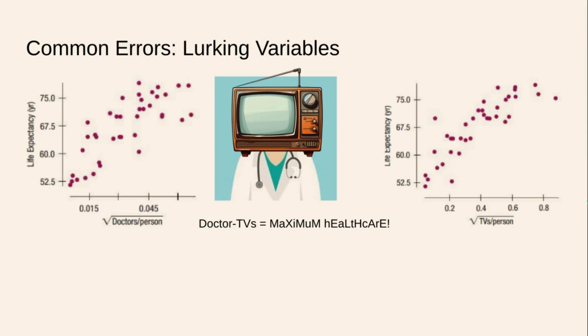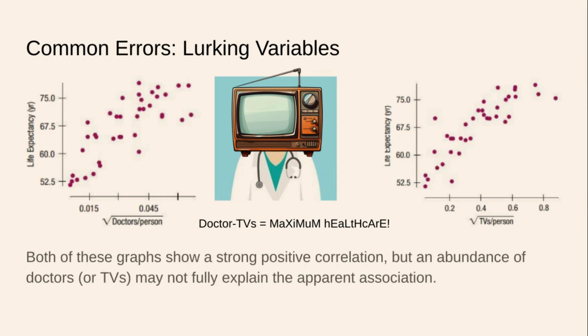Here's an example of how a lurking variable could manifest in some research on life expectancy. Both of these graphs show a strong positive correlation between the number of doctors per person. Well, technically it's the square root of the number of doctors per person. This is a legal data manipulation. We'll learn more about why it's okay to square root one of your variables in Chapter 9. But a legal data manipulation here, doctors per person is related to life expectancy. And there does appear to be a linear relationship.